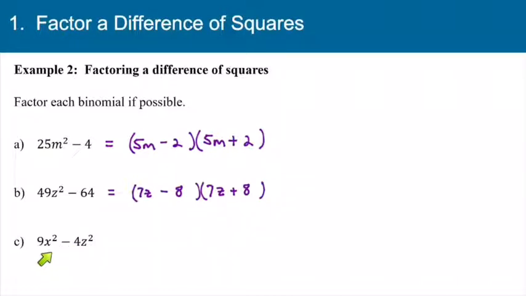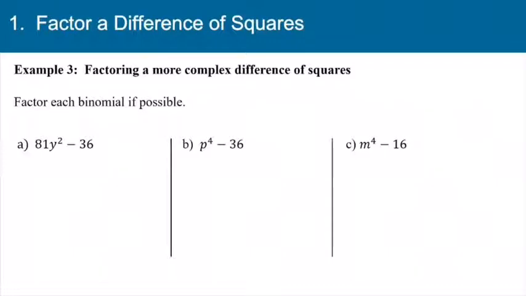And then finally we have part C. So we have 9x squared minus 4z squared. So 9x squared is 3x times 3x. 4z squared is 2z times 2z. And we do have the minus between them, so we do have a difference of two squares. So that means that we can factor into a sum and difference of two terms. So 9x squared is going to give us 3x times 3x. And then negative 4z squared is going to give us negative 2z times positive 2z. And there is our factoring for part C.